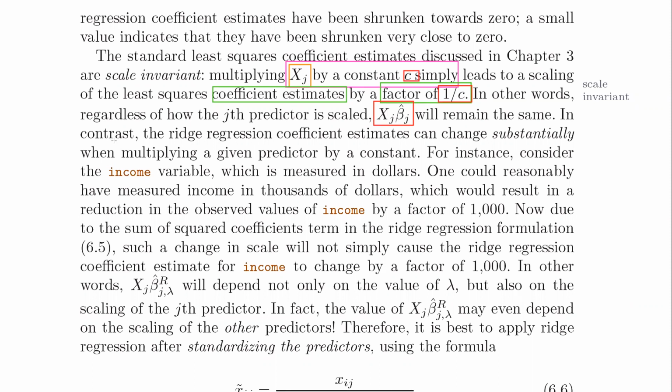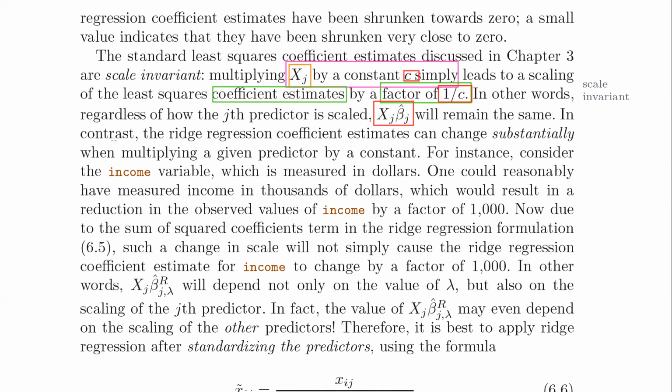Now, in contrast, the ridge regression coefficient estimates can change substantially when multiplying a given predictor by a constant. For instance, consider the income variable, which is measured in dollars. One could reasonably have measured income in thousands of dollars, which would result in a reduction in the observed values of income by a factor of 1,000, right?